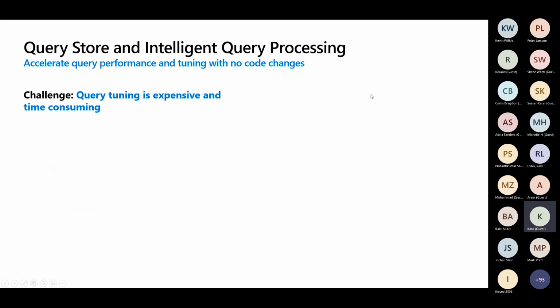Okay. Now, I told you the second part of the wheel of power was built-in query intelligence. What's the challenge? Everybody here on this call today, and you listening and watching on demand on YouTube, have faced this challenge. Query tuning is expensive and time-consuming. There are people that have entire industries based on this, and that's okay. But we want to continue to make the story better and less expensive and less time-consuming. So how are we going to do that?